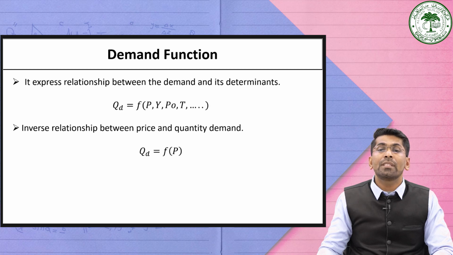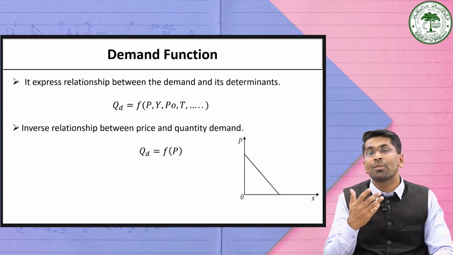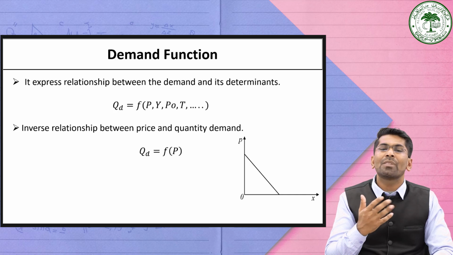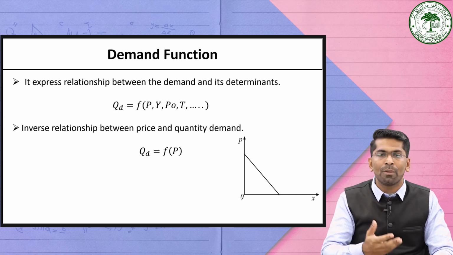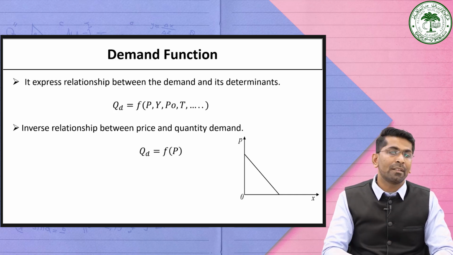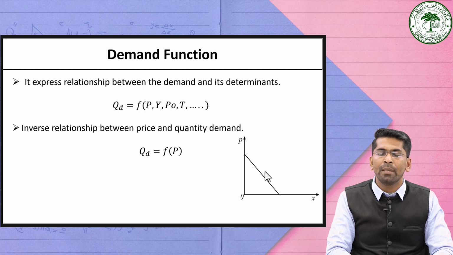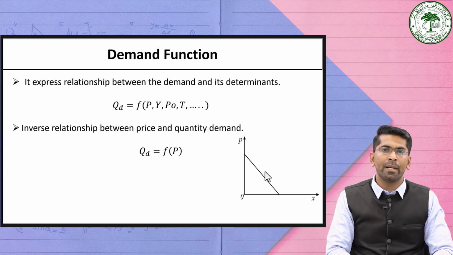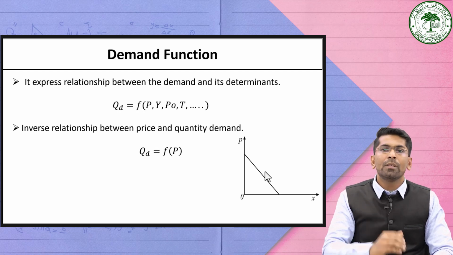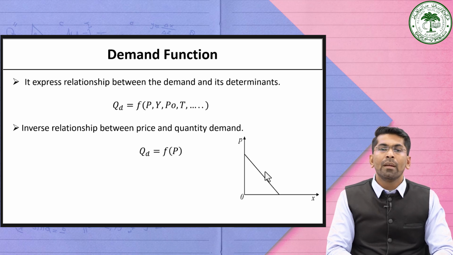Usually these functions are curves rather than straight lines, but a straight line provides a good illustration of the demand characteristics. So here on the x-axis we take the commodity X, and here we take the prices of the commodity, and there exists an inverse relationship between price and quantity demanded. That's why the demand curve is downward sloping.